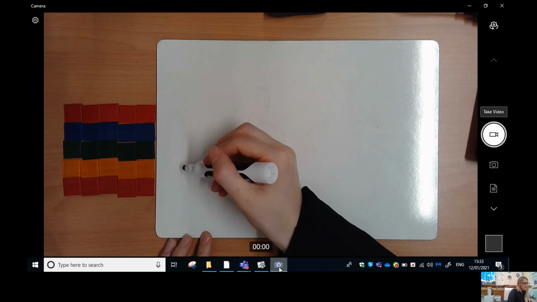So I'm going to try and draw 5 groups on my board. 1, 2, 3, 4, and 5. Okay, not quite the same size, but it's just the parts that are the important parts. So I'm going to start sharing my 25. 1, 2, 3, 4, 5. 1, 2, 3, 4, 5. Luckily they're in colours, so I can see nice and clearly whether I've done it correctly.